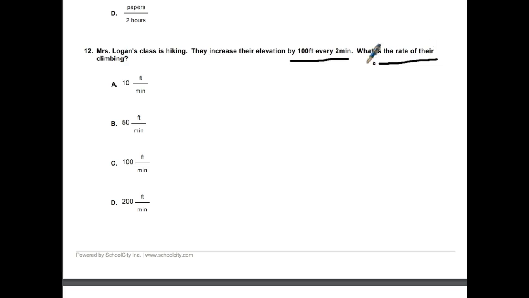Okay, so we know they go 100 feet every 2 minutes, and I want to know the rate of their climbing. So I want a unit rate. So write down 100 feet every 2 minutes, and then unit rate, because that's what you're looking for. Okay, take 1 minute and find out what their rate would be for climbing. Okay, and pause the video here. 1 minute, go.